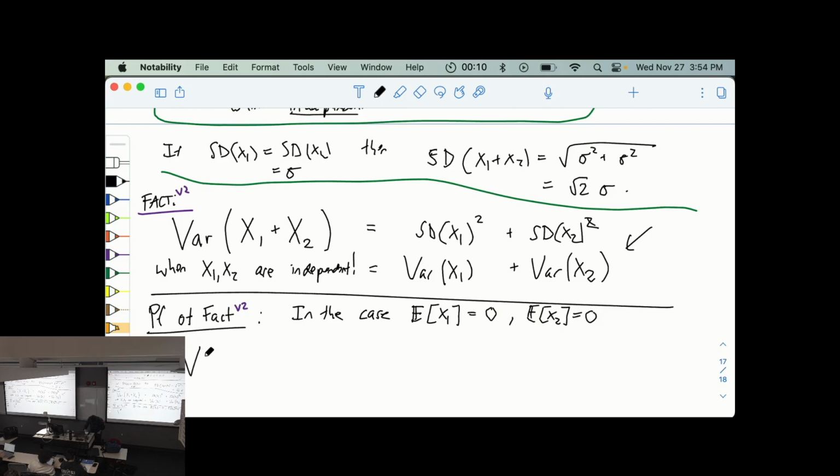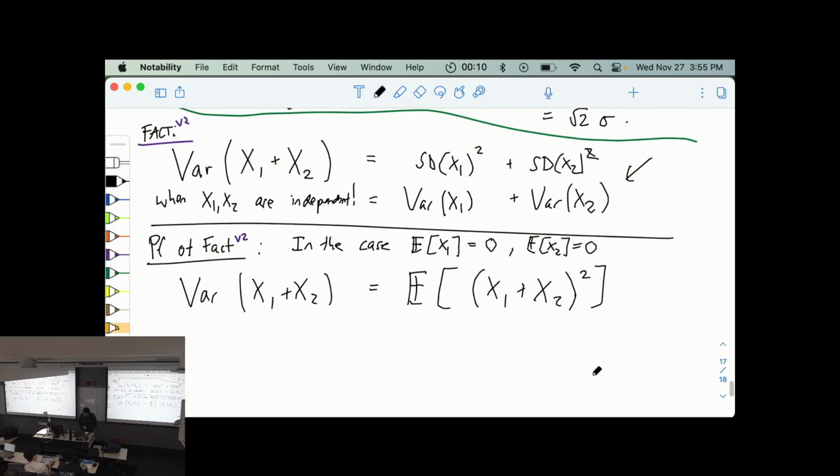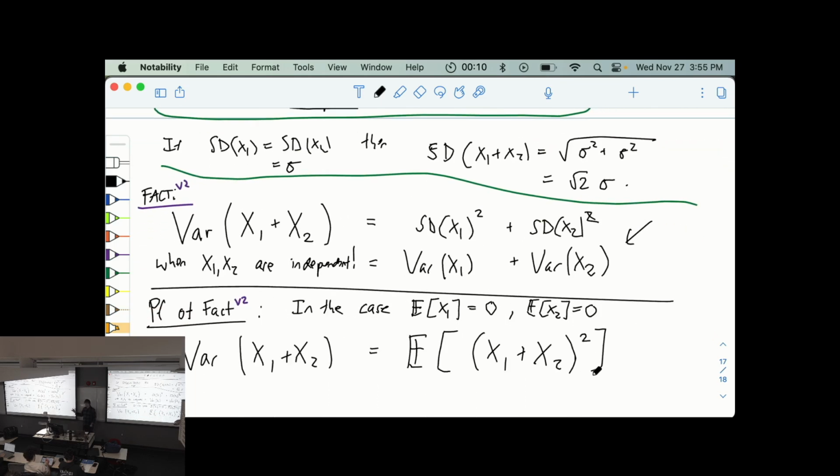And the reason it's so nice is because the variance of x1 plus x2 is simply the expected value of x1 plus x2 squared. If you were in a different case where these things were non-zero, you would have to subtract off the mean. So it would be a little bit more annoying, but this is a nice, easy case where it's super simple. This is a great place to stop. So we've stated the statement. Now we're doing a quick little proof. This is a great place if you're confused about what we're trying to show. You can let me know.